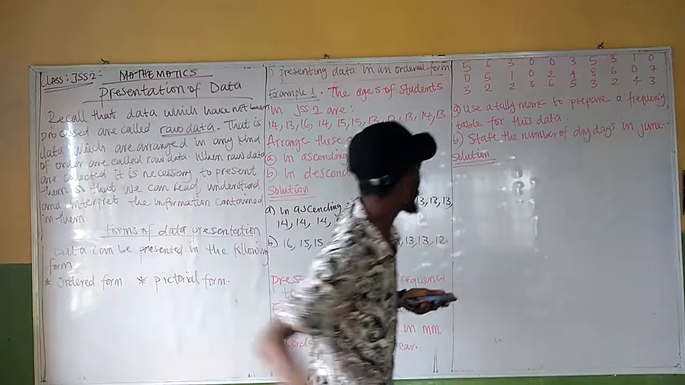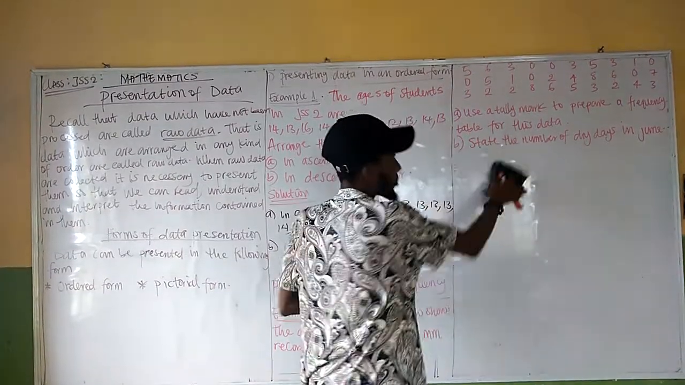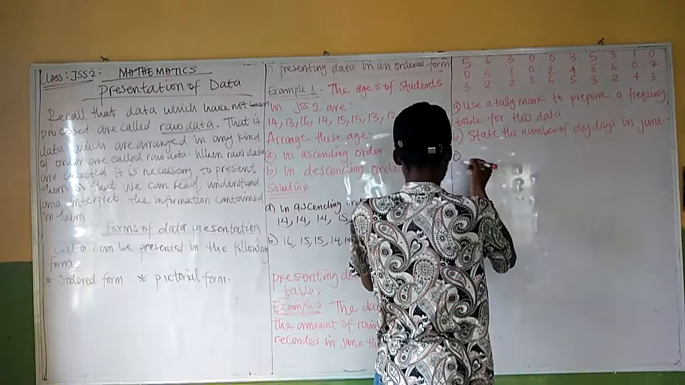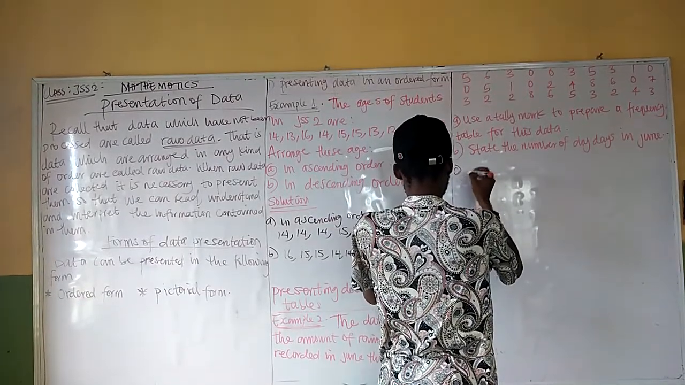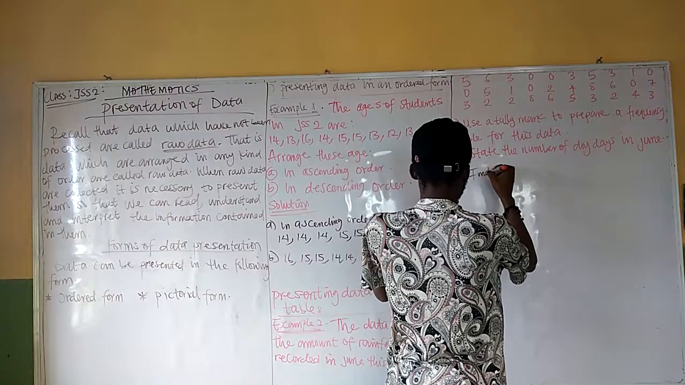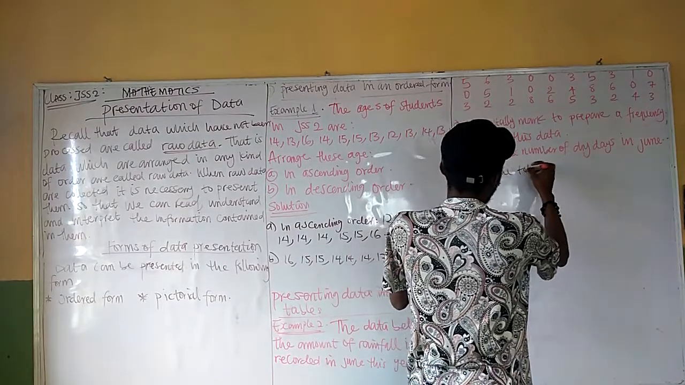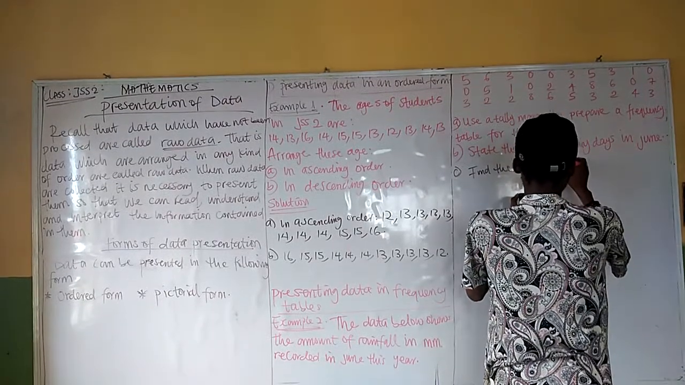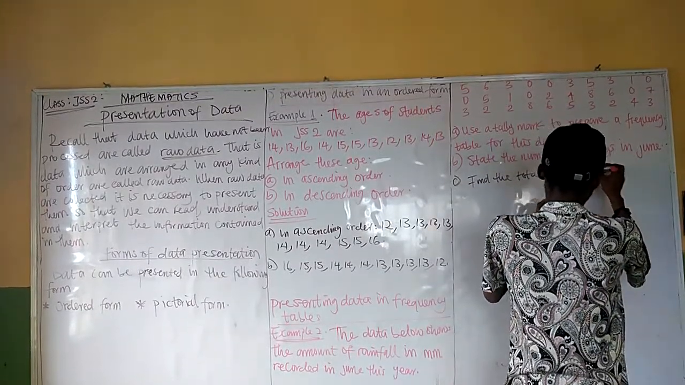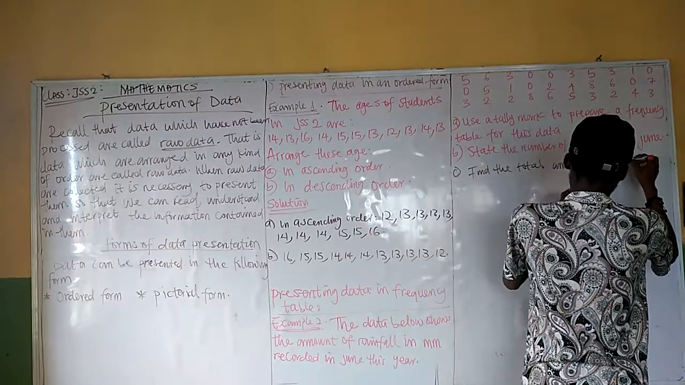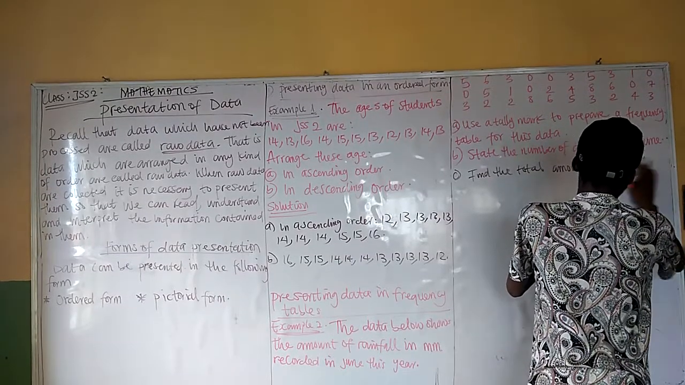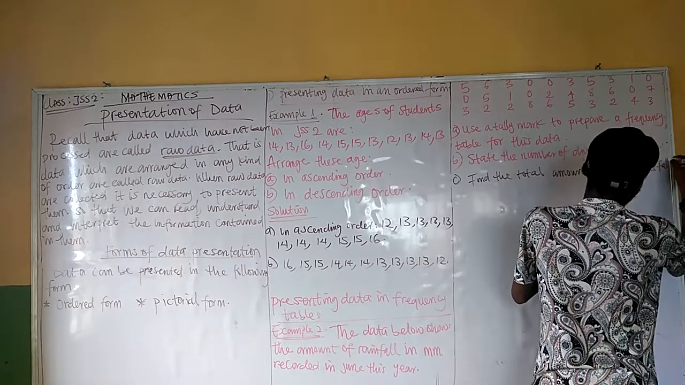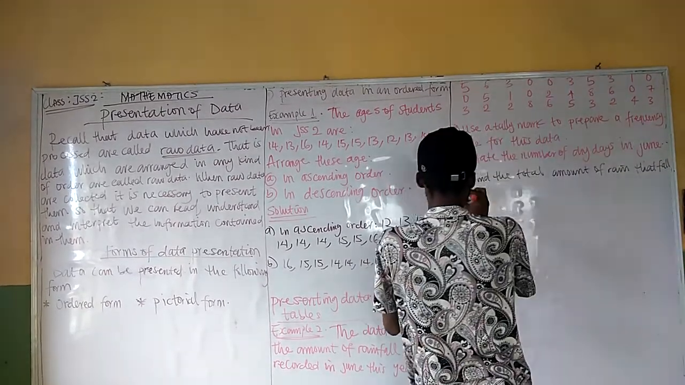Yes, so let's complete the question. Then C says, find the total amount of rainfall. Find the total amount of rain that fell in June.